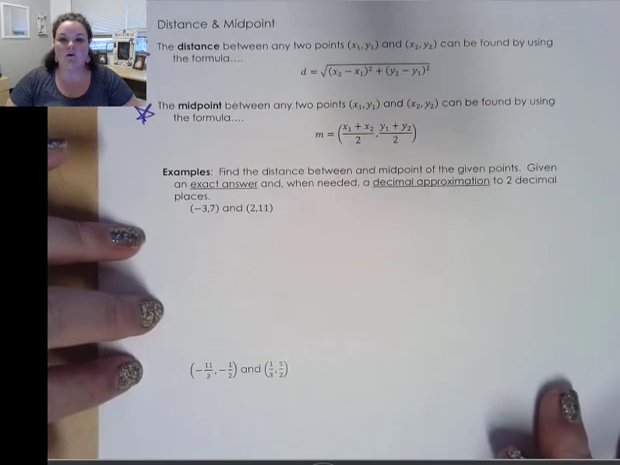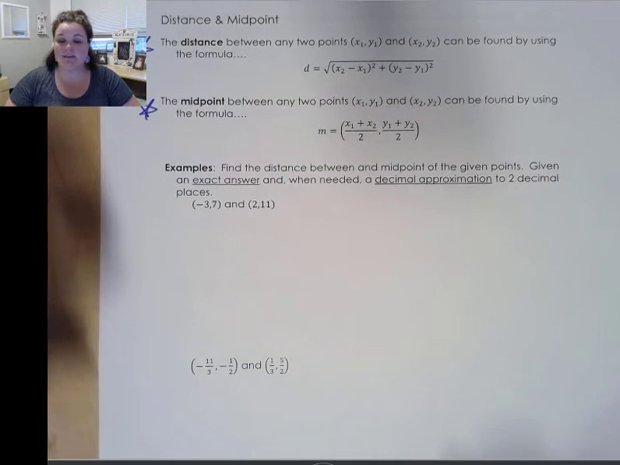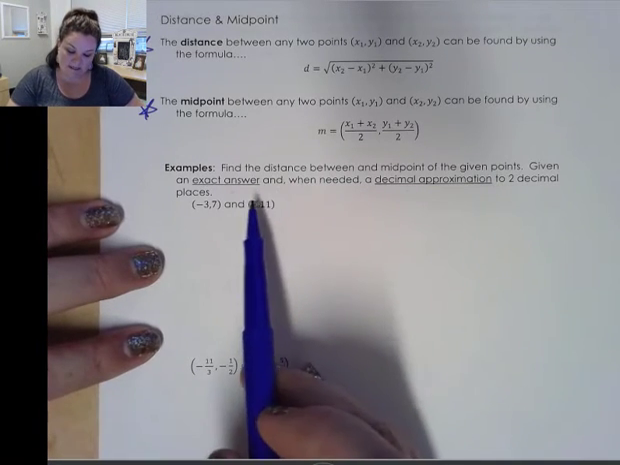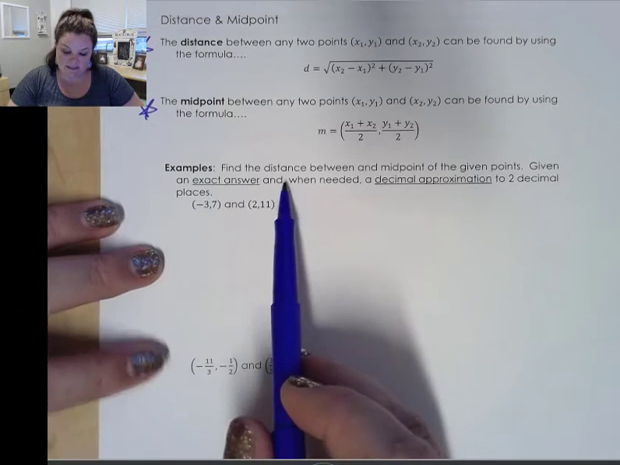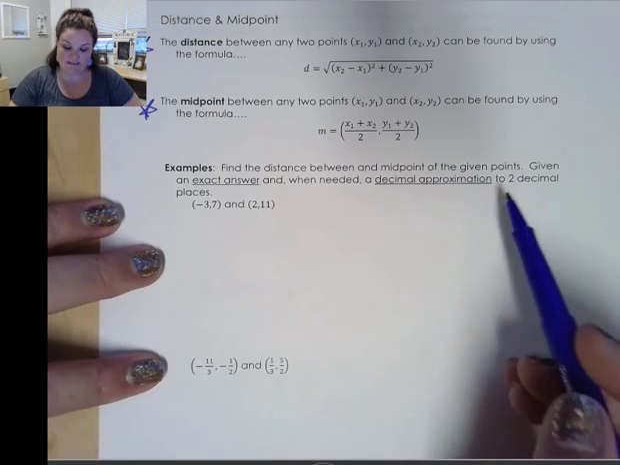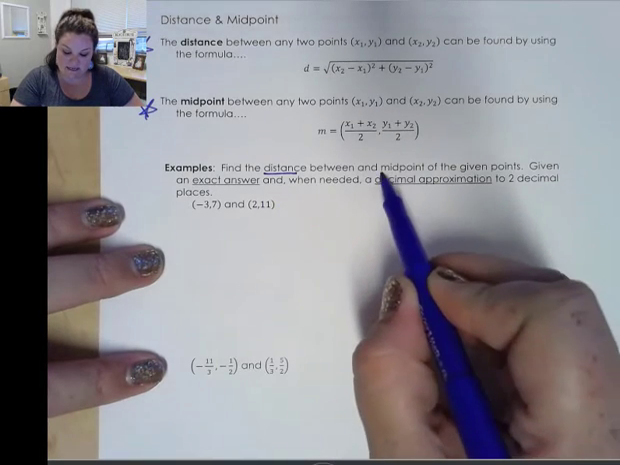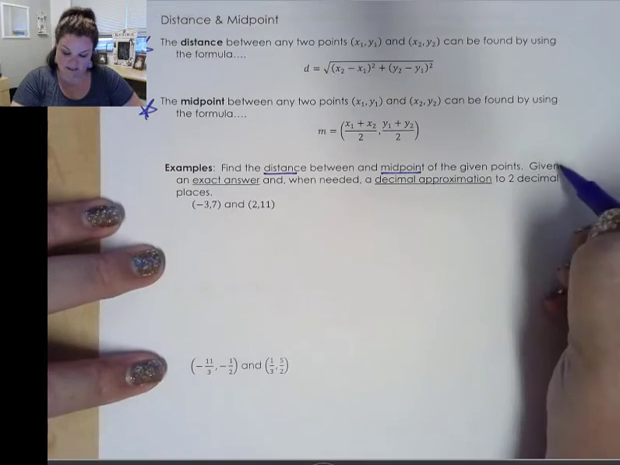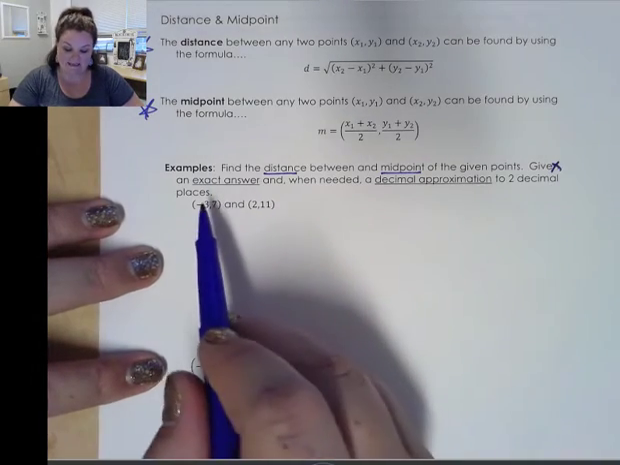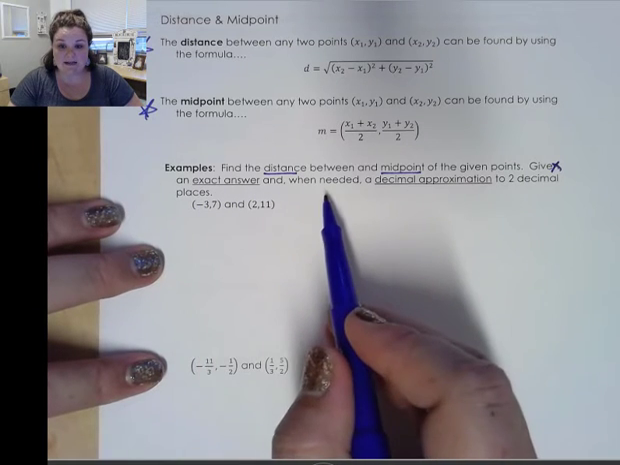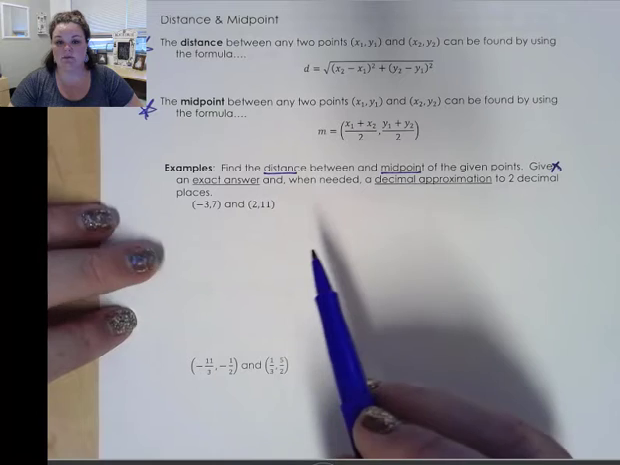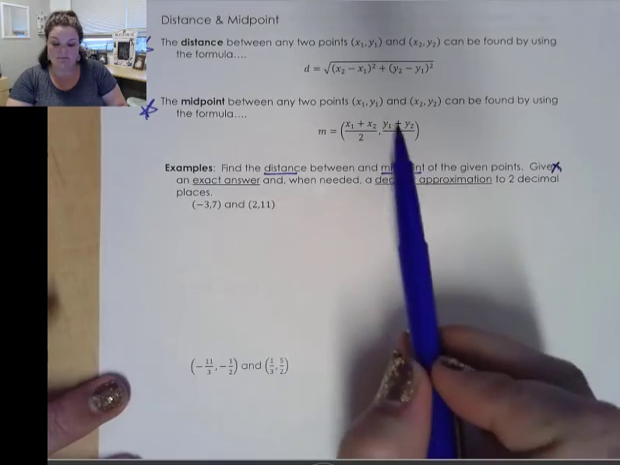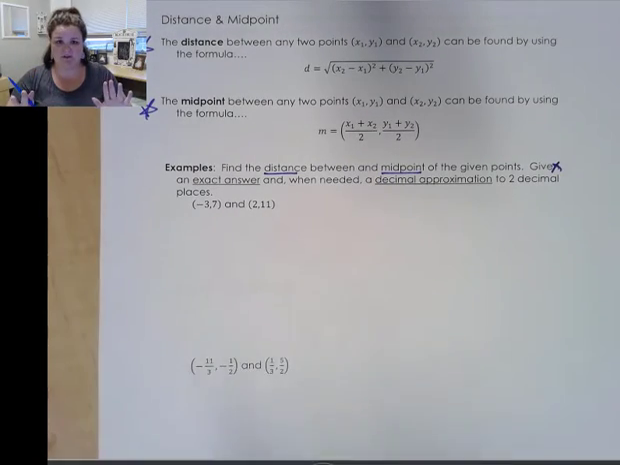So we're going to go ahead and go over doing a couple of examples like this and how to simplify your answer if possible, okay? So for both of these, it says find the distance between and the midpoint of the given point. So we're finding both the distance and the midpoint, okay? Now it says give an exact answer, and when needed, a decimal approximation to 2 decimal places. So what that's talking about is not our midpoint, okay? Our midpoint, if we end up with fraction answers, we're going to leave them as fraction answers.